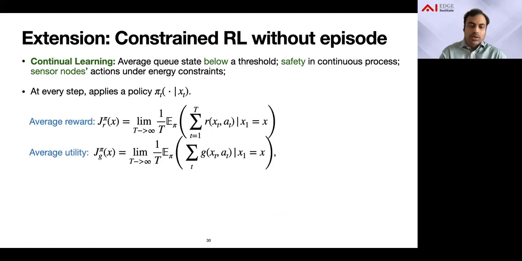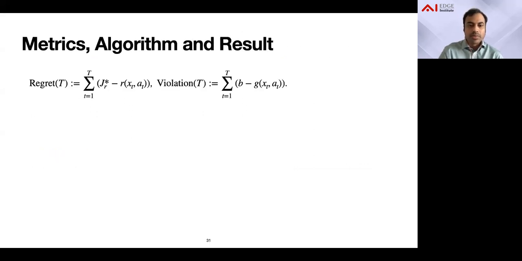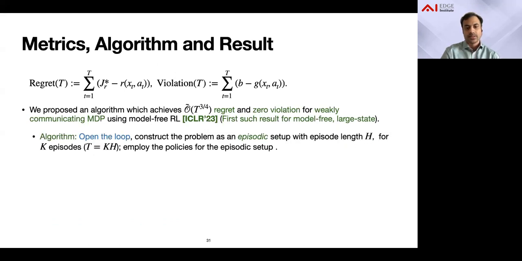So in this case, you talk about average reward. You are averaging over all the rewards over this time horizon capital T, and also the average utility. And we talk about maximizing this average reward subject to the constraint that your average utility is greater than or equal to some threshold. I'm not going into the details, but the idea is that you can employ this episodic setup algorithm and you can get sublinear regret. You can have this T-length horizon and divide it into episodes with episode length H, and you can employ the policy that you have shown.